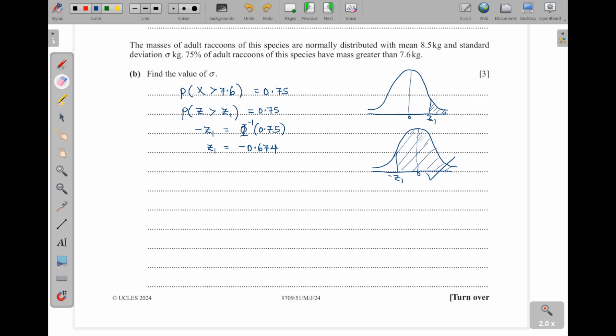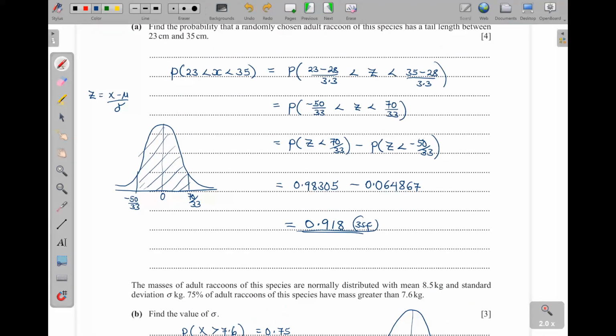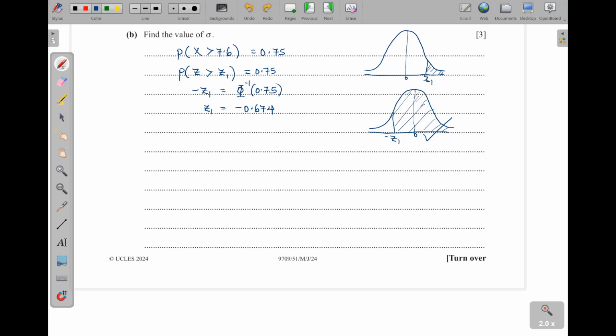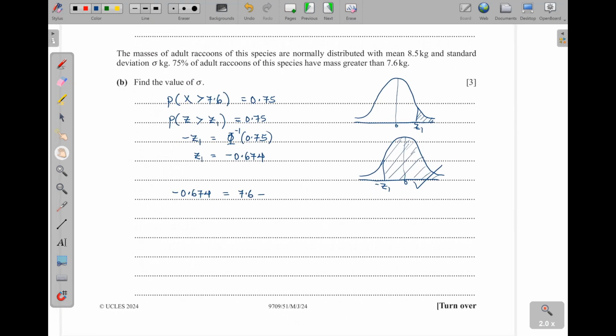Now, we know up here, I told you that Z is equal to X minus mu out of the standard deviation. So that means we shall say that Z1, which is negative 0.674, is equal to our X value, which is 7.6, then minus the mu. Mu is given as 8.5. Yes, it is here, 8.5. So we put here 8.5, then we divide by the standard deviation. Now we need to find this value. So when I cross multiply, the standard deviation is going to be equal to the 7.6 minus the 8.5.